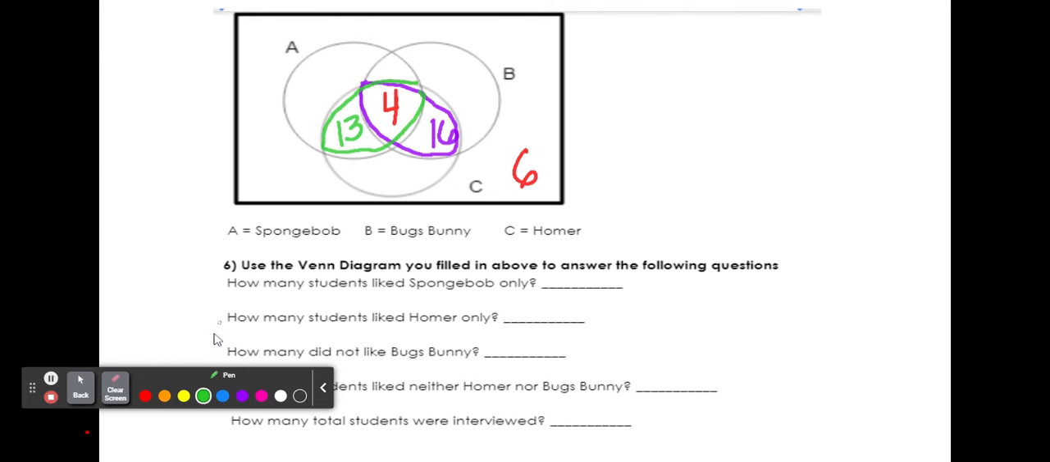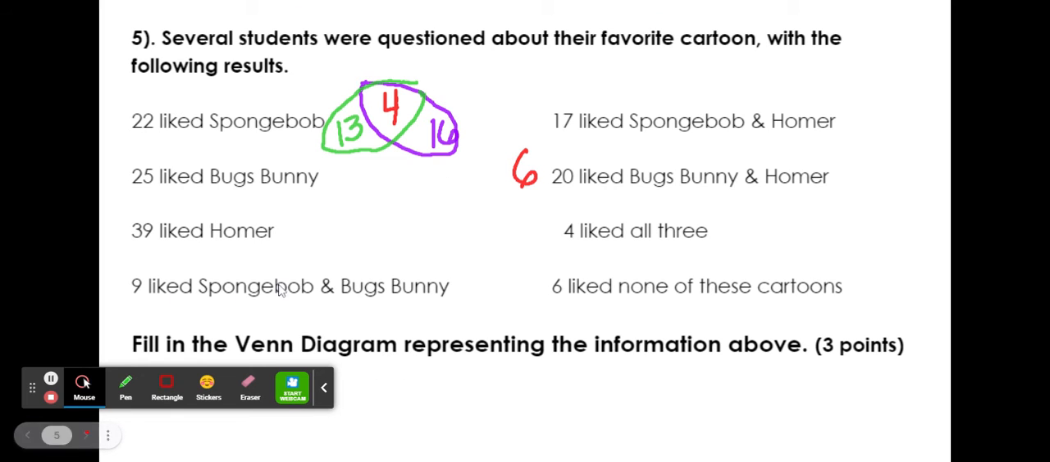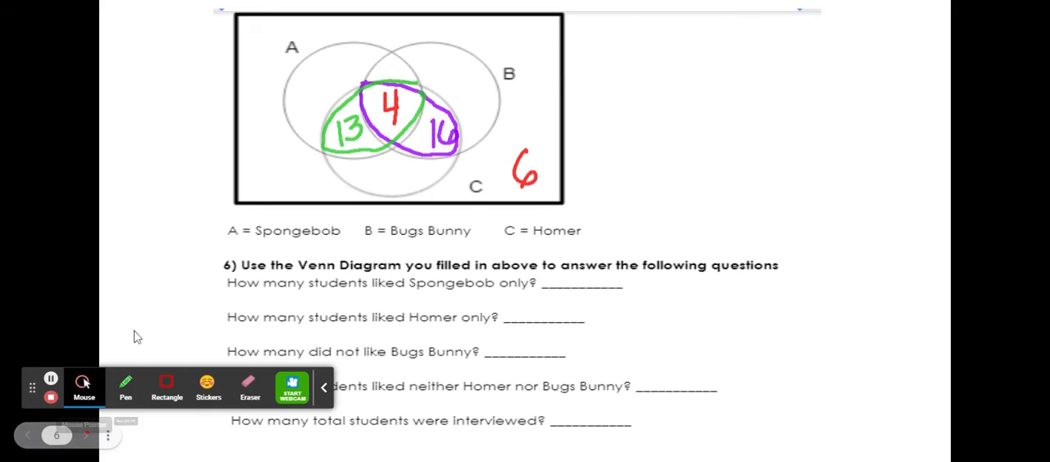All right, the next statement up was 9 liked SpongeBob and Bugs Bunny. So now I'm focusing on this part, SpongeBob and Bugs Bunny, and it's a 9. So the whole thing has to add up to 9, and 4 of them are already here, so 9 minus 4, 5.